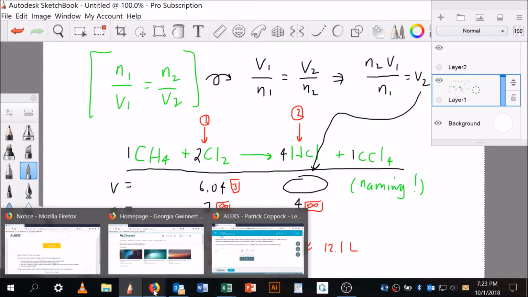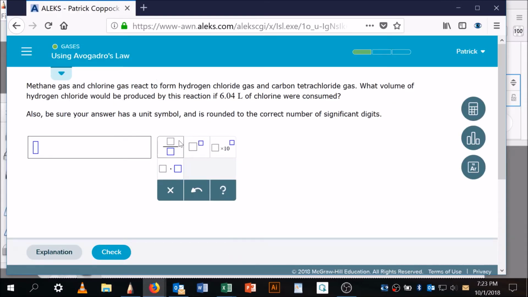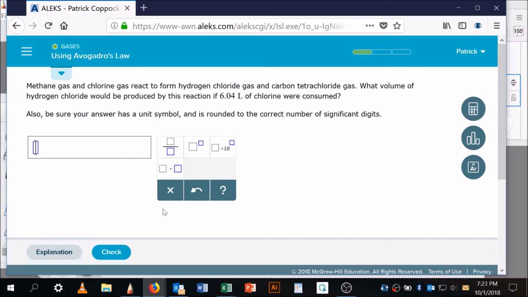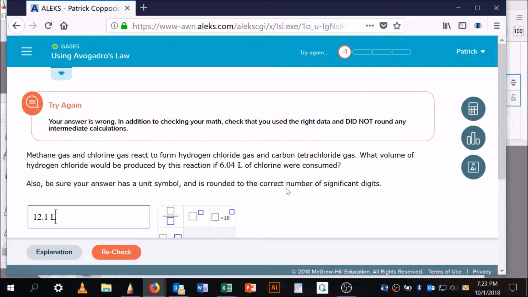All right. Let's go back here and make sure I got it right. What volume of HCl? Is that what I was asking? Indeed, it's my volume of HCl. Indeed, it was 12.1. Okay. Let's come back here and say 12.1 liters. All right. Give me some green. Hope that's helpful. Oh, what happened?